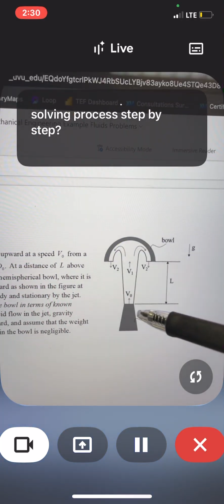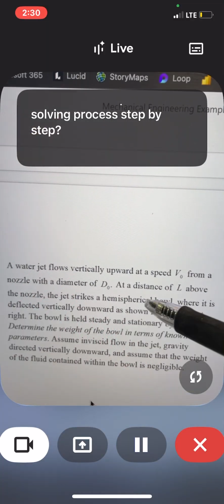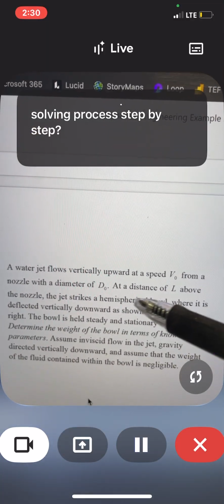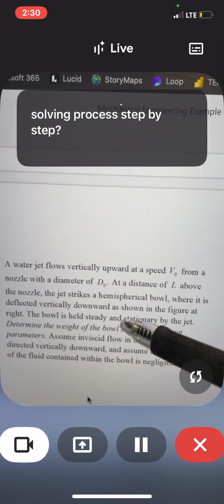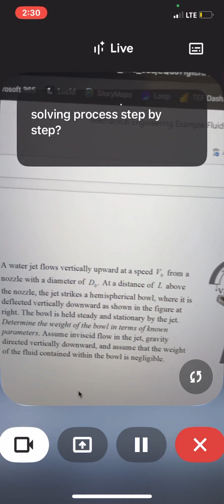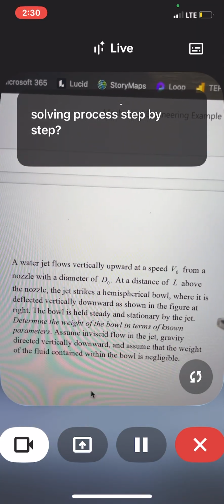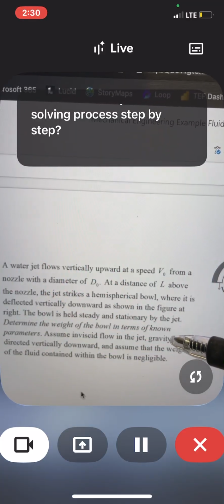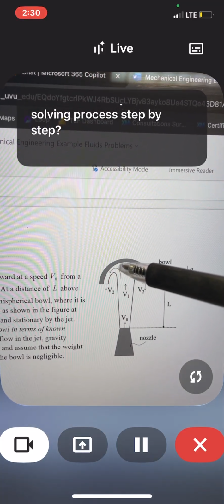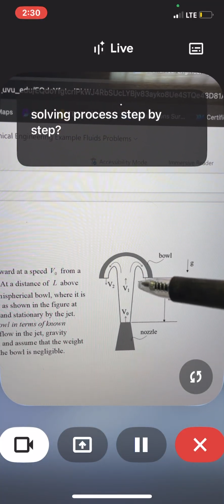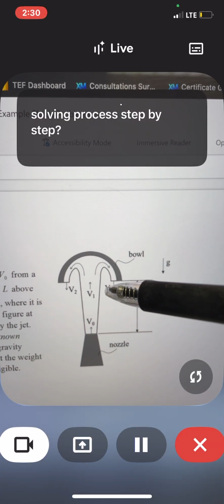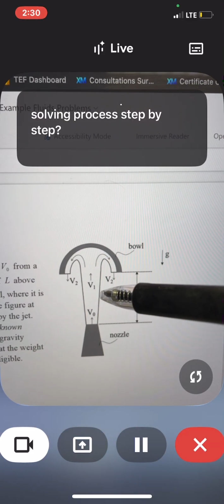Yeah, I guess so. I'm just reading this along with you right now for the first time. So, the jet strikes the hemispherical bowl where it is deflected downward, and the bowl is held steady and stationary by the jet. Determine the weight of the bowl in terms of known parameters. So when it says determine the weight of the bowl in terms of known parameters, I guess that means just in terms of other variables, not necessarily a numerical weight.